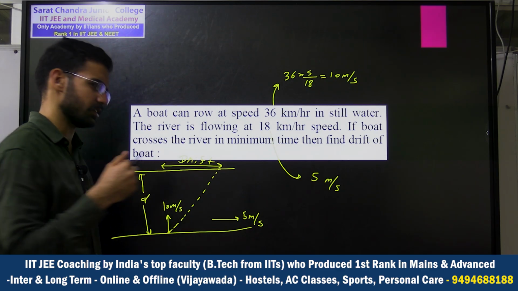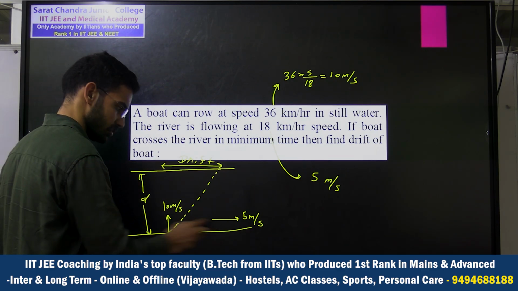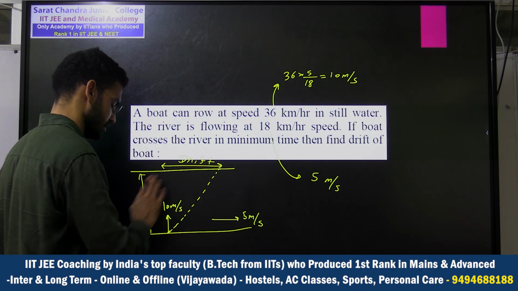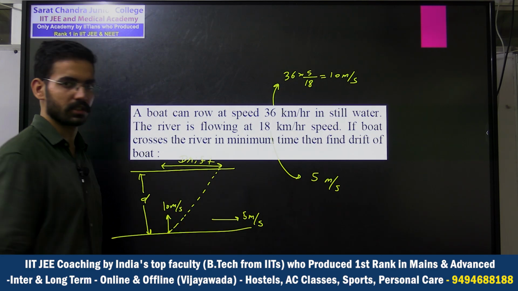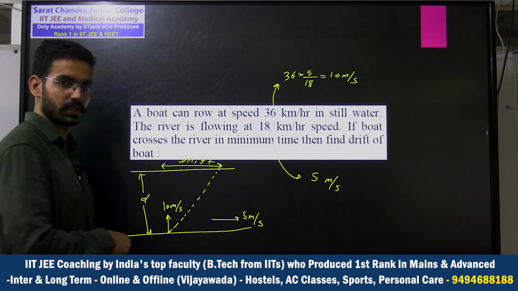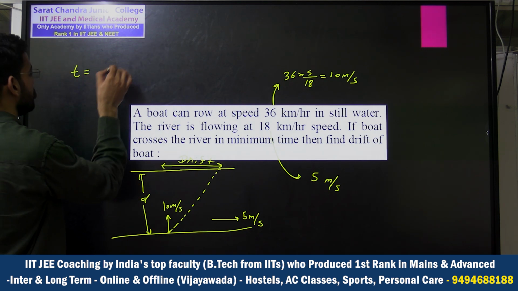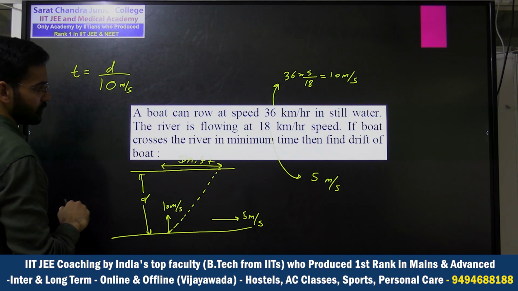If you think in the basic way, if a particle is moving this side, it has two components of velocity, horizontal and this way. If he is moving only this way, then he will never be able to cross the river. So for the time calculation, we take the component perpendicular to the river, right? Which is 10 meter per second. So you will have d by 10 meter per second. Okay, this is the amount of time needed.